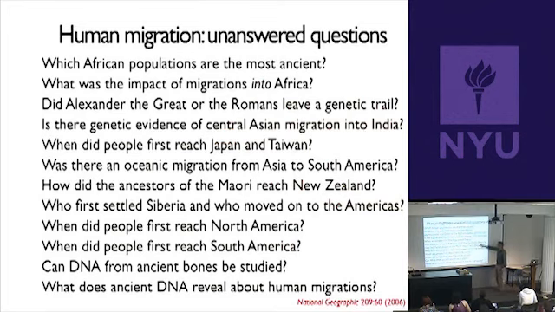When did people first reach Japan and Taiwan? So on, and so on. When did people first reach North America? When did people first reach South America? Can DNA from ancient bones be studied? So if we find a fossil somewhere, can we actually get the DNA from that fossil and learn more than just the indirect evidence of people who are alive today? And what will that tell us about human migrations? So DNA from ancient things is now commonplace.